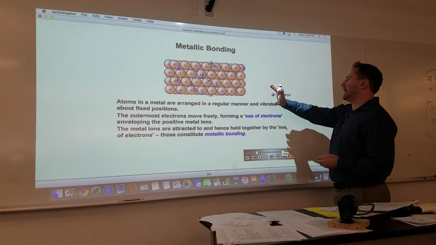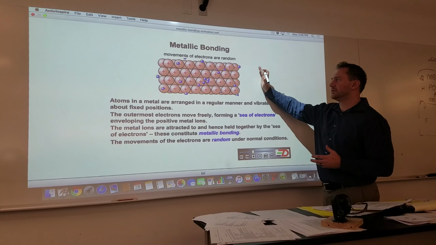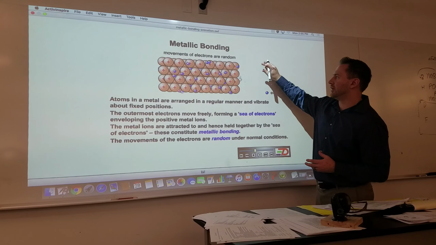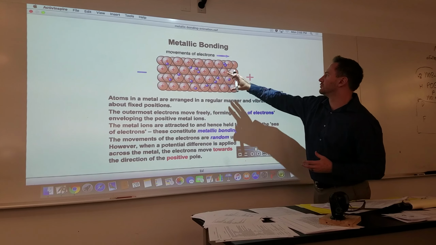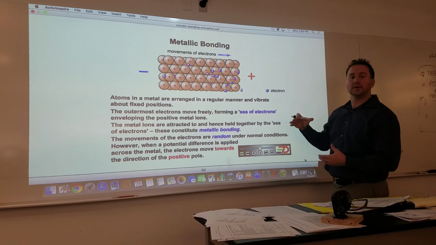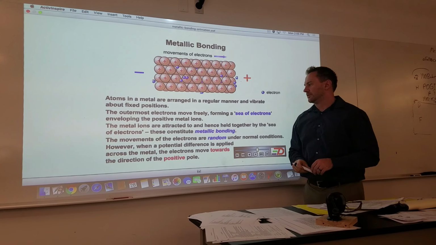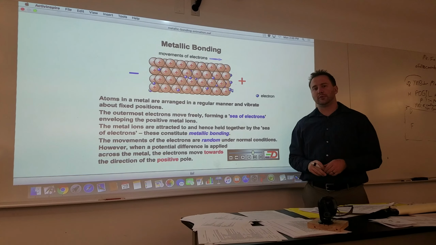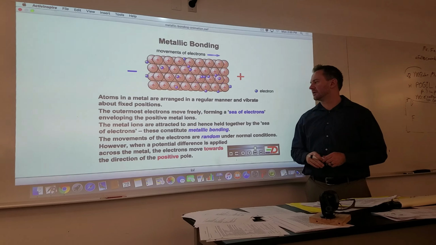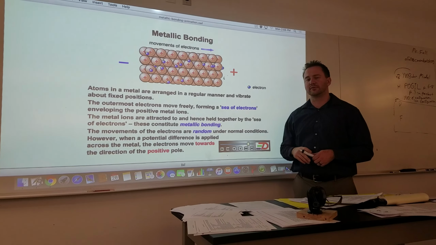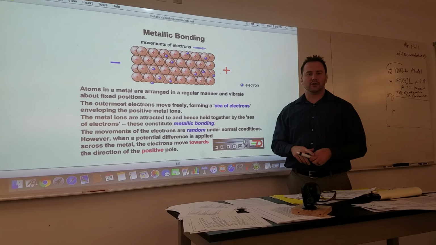And if you actually apply an electrical field, what's going to happen is, if you put a positive charge over here, it's going to draw the electrons actually towards it, thus conducting a current. So all you need to know about metallic bonding is that it makes a sea of electrons. In the next video, we'll talk briefly about alloys that can form.